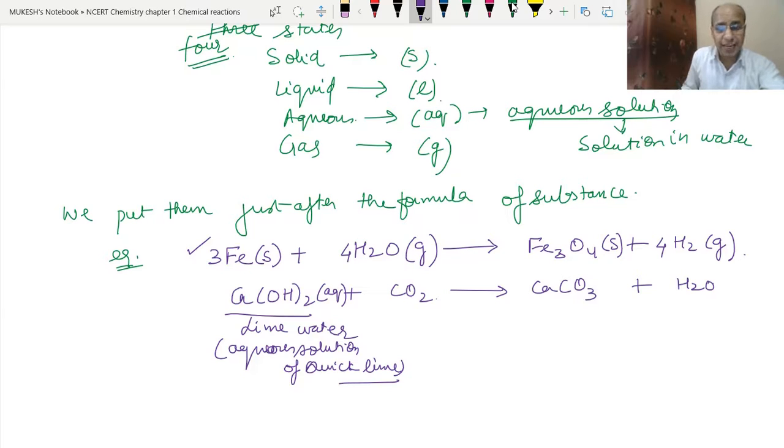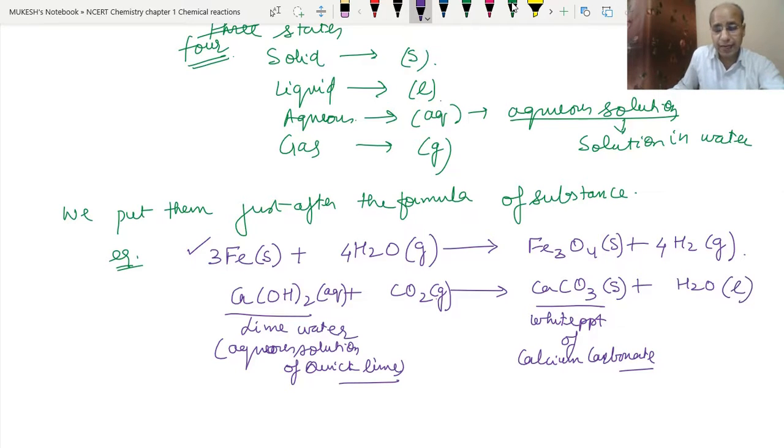Now carbon dioxide gas is being used, and we will write G here. Now what is being formed? The white precipitate of calcium carbonate, which makes the lime water milky. So here the precipitate is being formed, and a precipitate is in solid form. So for the precipitate we will write S, and since the water is formed in liquid form, we will write L here. This is how we write the different symbols after the formula, in case we want to make the equation more informative.